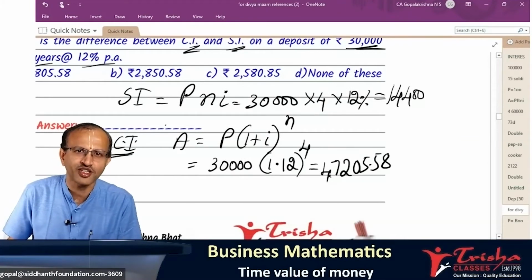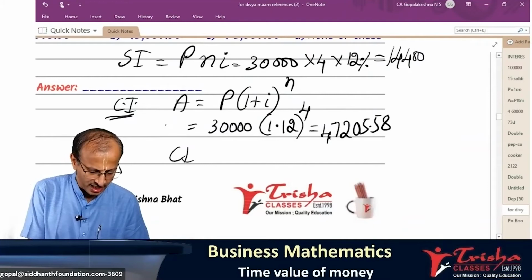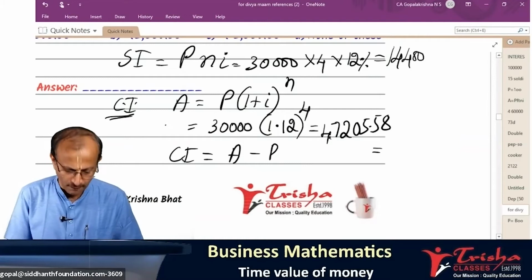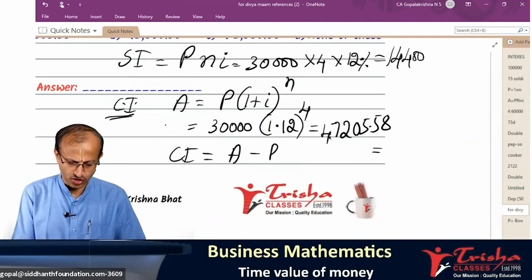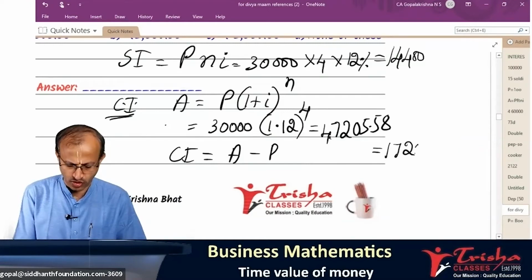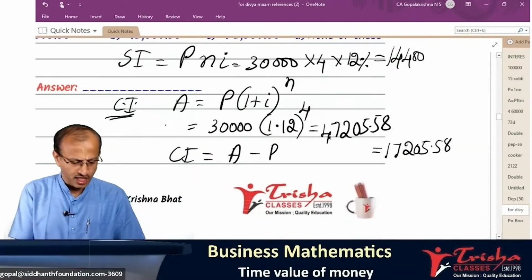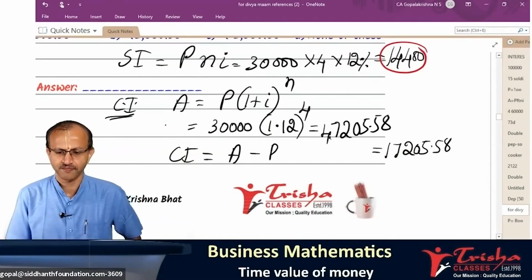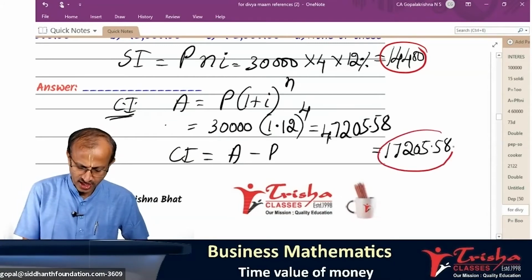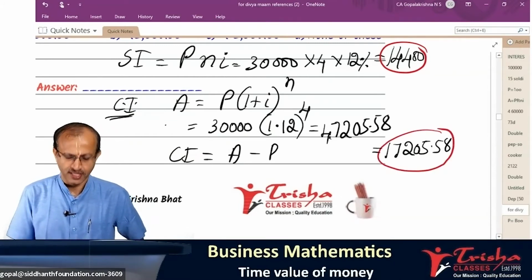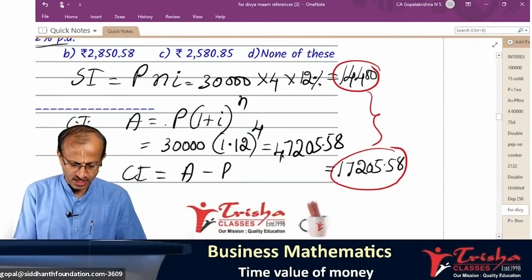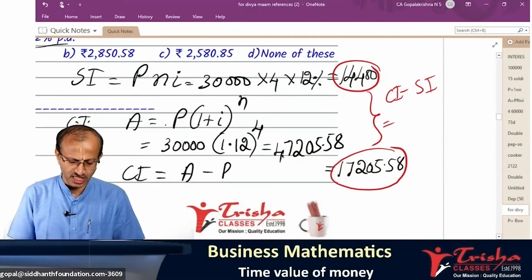In compound interest logic, you get the amount first. If you want CI, it is A minus P. Can all of you try and tell me the last answer? 47,205.58 minus 30,000. So you will arrive at 17,205.58. Now students, please respond to me. What is SI? 14,400. What is CI? 17,205.58. So you have SI, you have CI. Last I asked is, what is the difference? CI minus SI, how much? Tell me the last answer.